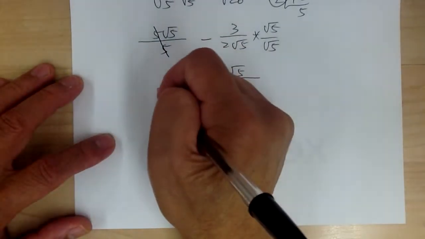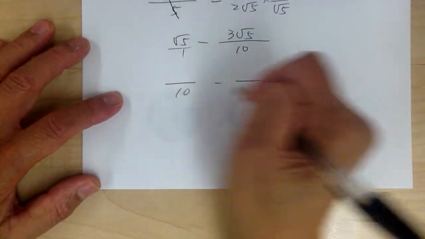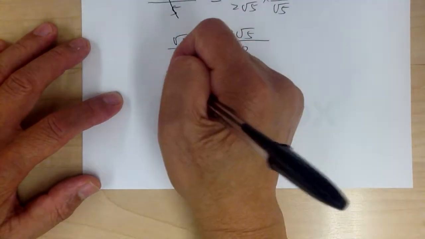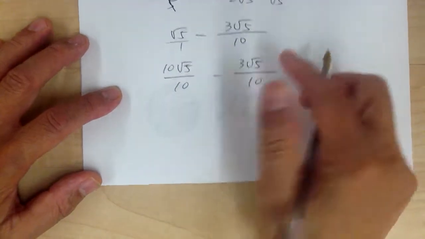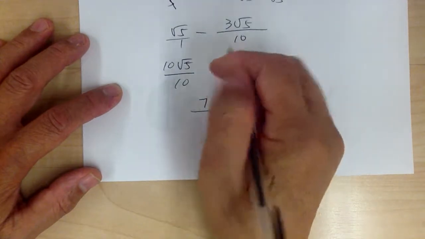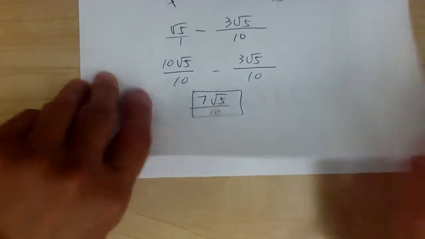Okay, so now you have to add fractions. So put over 1, so I get a common denominator of 10. So from here to here, I need to multiply by 10. So I get 10 square root of 5, and this would be 3 square root of 5. So when I subtract, I get 7 square root of 5 over 10. Okay, let's go to number 32.